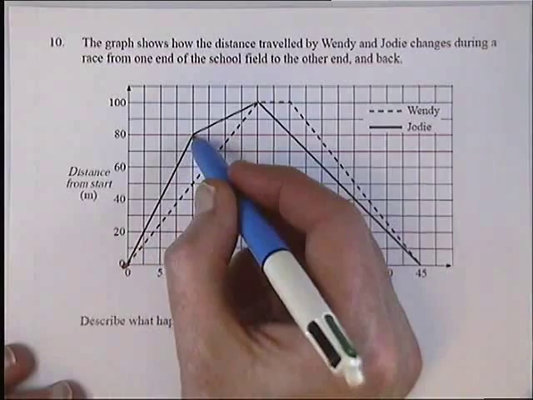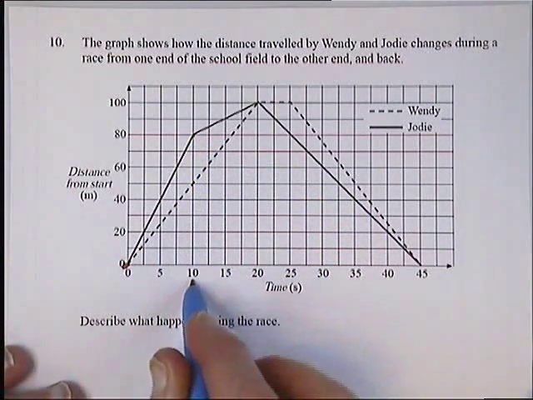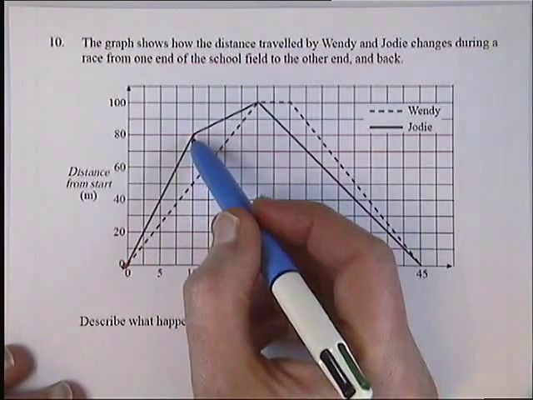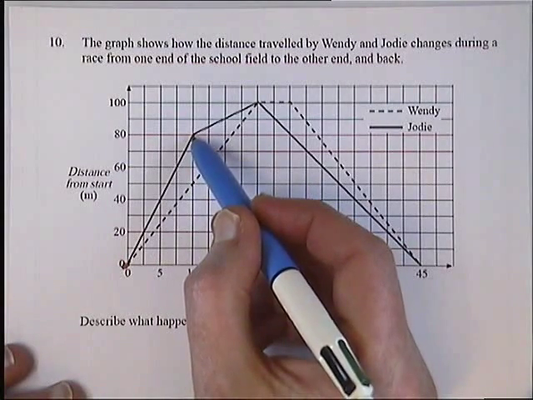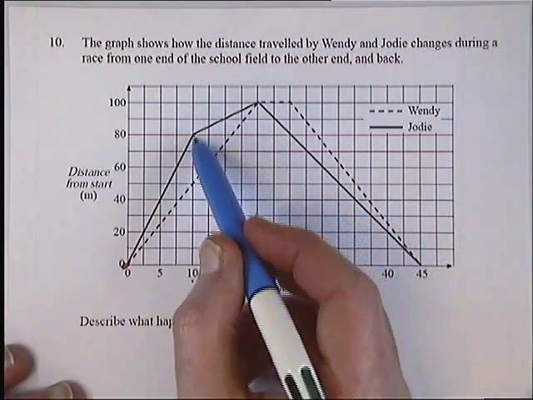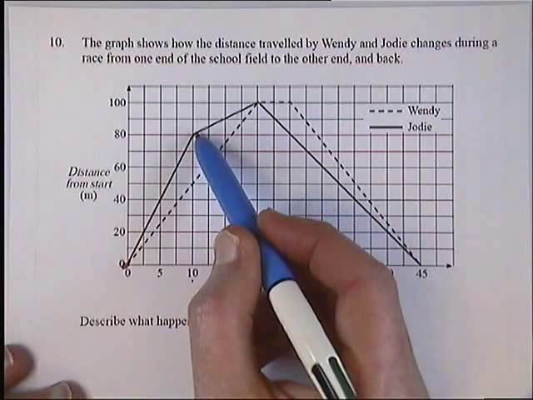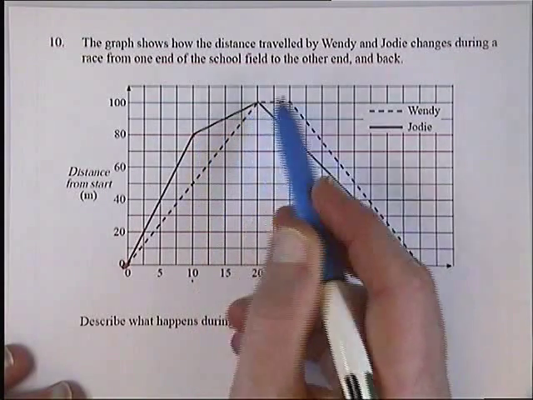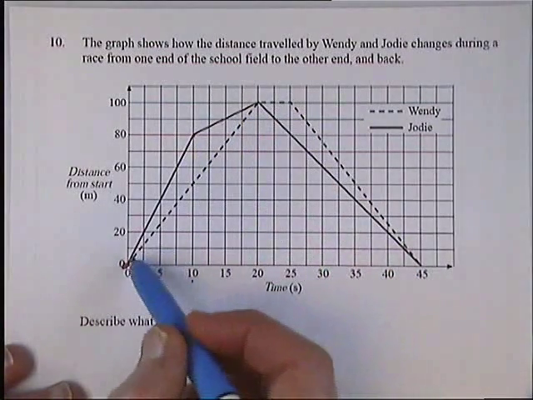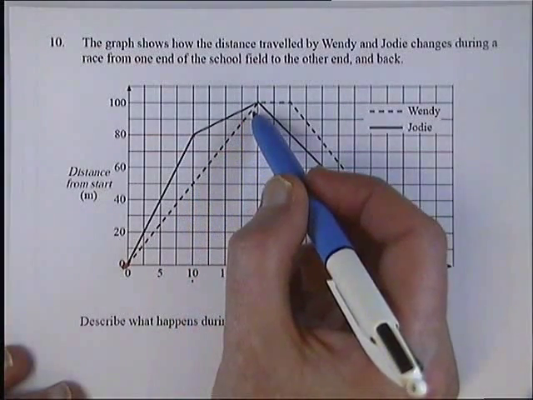But then, at this point here, which is after 10 seconds, Jodie's speed changes. Jodie's line doesn't carry on that steep, it gets shallower. So after 10 seconds, Jodie slows up a bit, whereas Wendy has just carried on running at the same speed all the time.